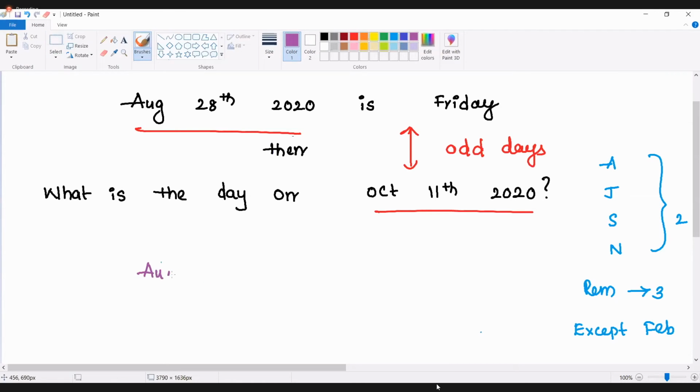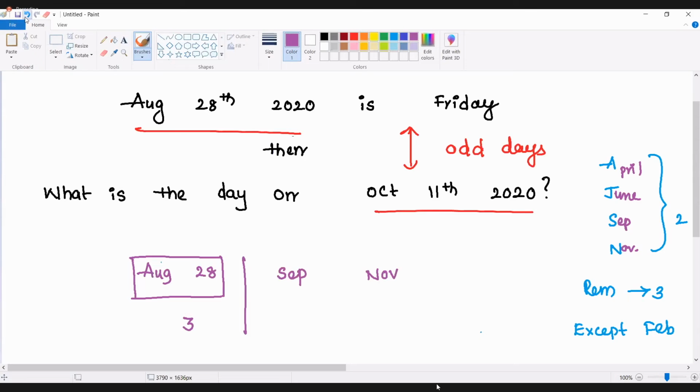So, August 28th. To complete August, how many more days are required? April, June, September and November have 30 days. The remaining months have 31 days. August has 31 days. To complete August, how many more days are required? 3 more days are required. After completing August, what is the next month? September. August, September and November are completely over.